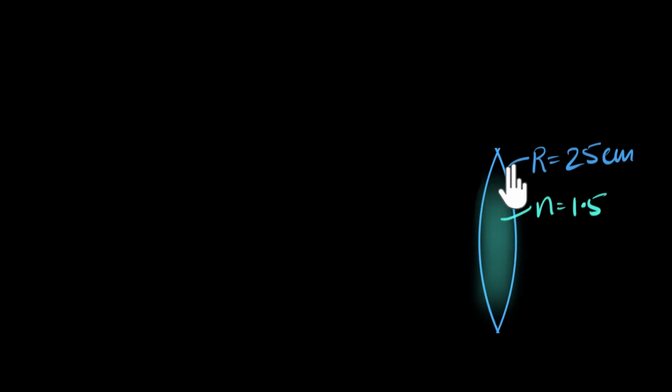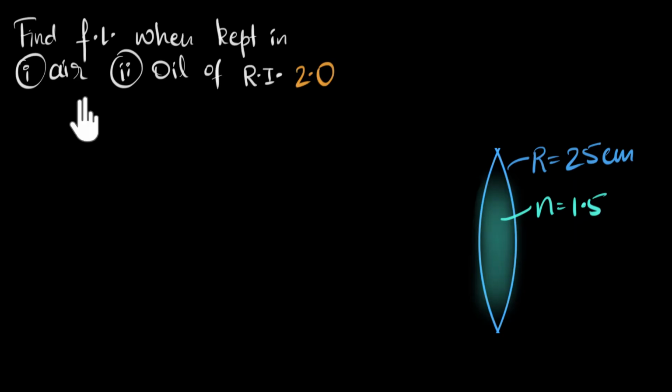We have a thin convex lens, and the radius of curvature of both the surfaces are 25 centimeters. And let's say the material is made up of a medium which has a refractive index of 1.5. We need to figure out the focal length of this lens when it is kept in two cases: air, and in the second case, oil of refractive index 2.0. All right, let's do this.